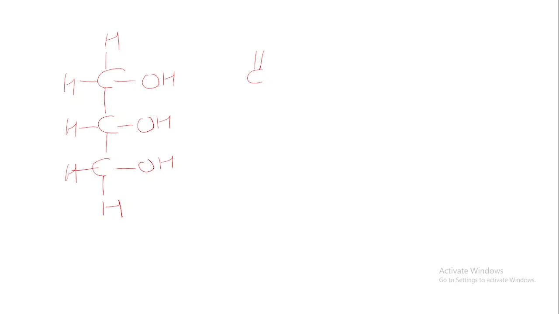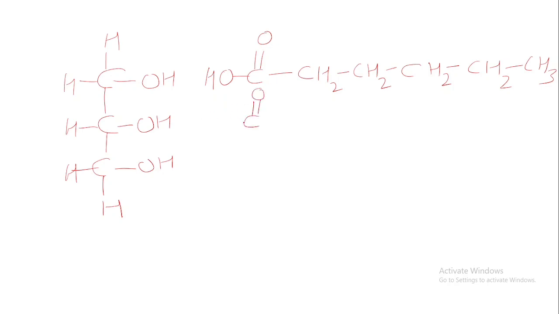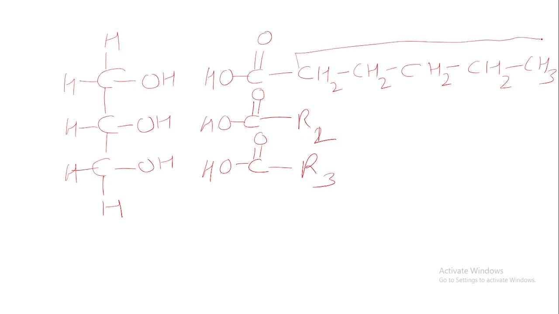This is the structure of a fatty acid. 3 fatty acids are attached to the glycerol molecule. This is fatty acid number 1. Fatty acid 2. Instead of drawing the long chain, you can write R1, R2 and R3. This is fatty acid 3. This chain you can write as R1.